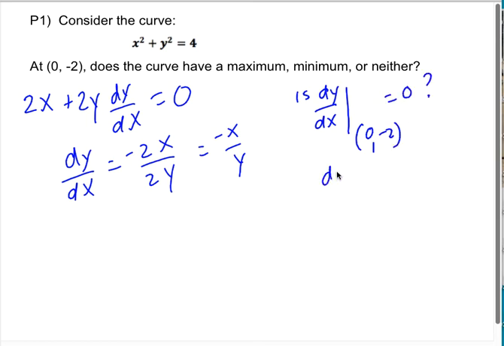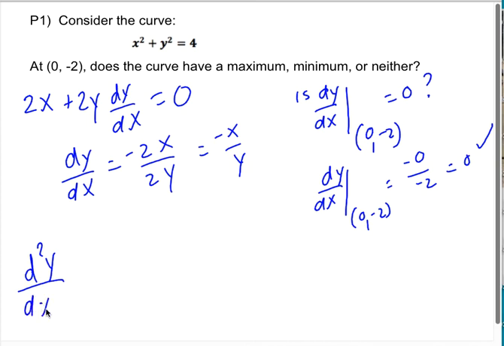So the first thing I have to check is, is dy/dx evaluated at (0, -2) a 0? Well, when I plug in dy/dx evaluated at (0, -2), I get -0 over -2, which is 0. Yes. Cool. So now I'm going to differentiate again. So d squared y dx squared. Now I need to do the quotient rule, right?